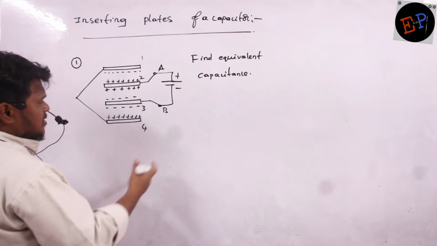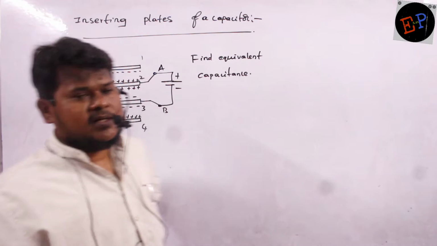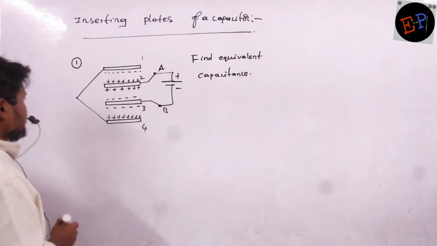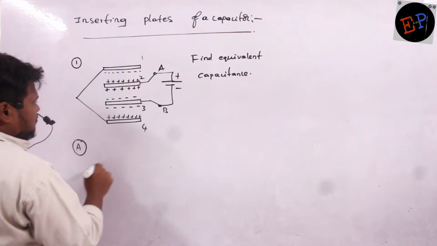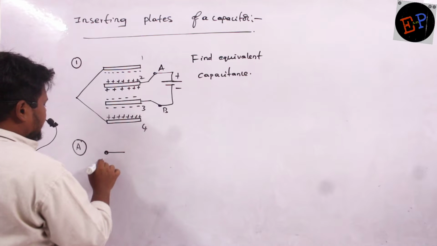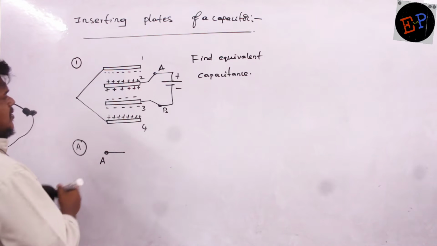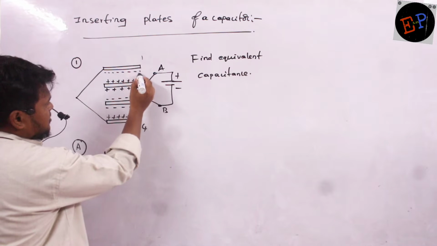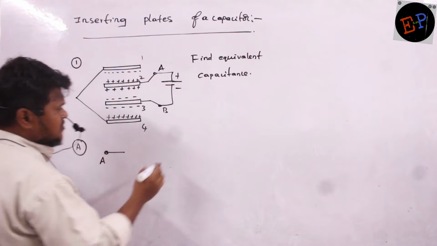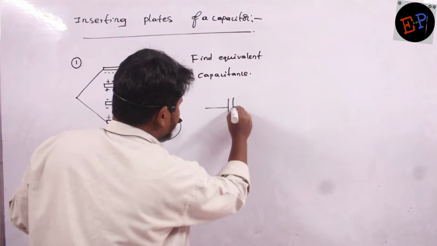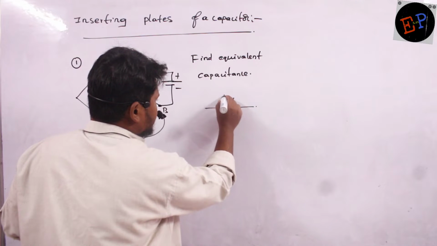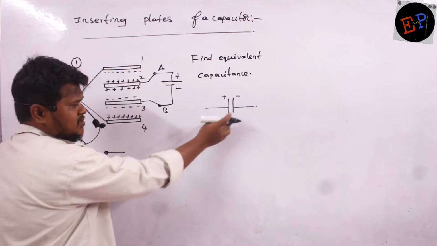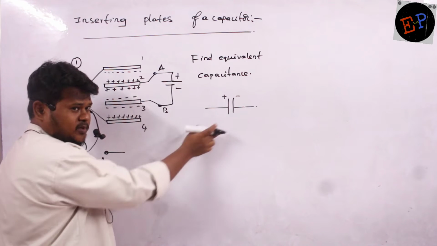Then in that connection I have to find which capacitors are connected in series and which are connected in parallel. Clear, no? So start from A. This is my terminal A. And from terminal A I can see plates 2 and 1. Here one capacitor is formed, no? What is a capacitor actually? If this plate is positively charged, the second plate should be negatively charged. So this is called a capacitor. Are you able to understand?